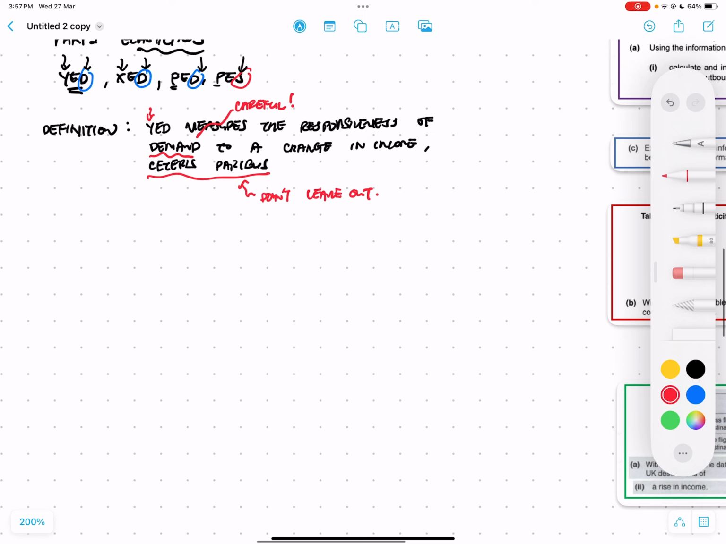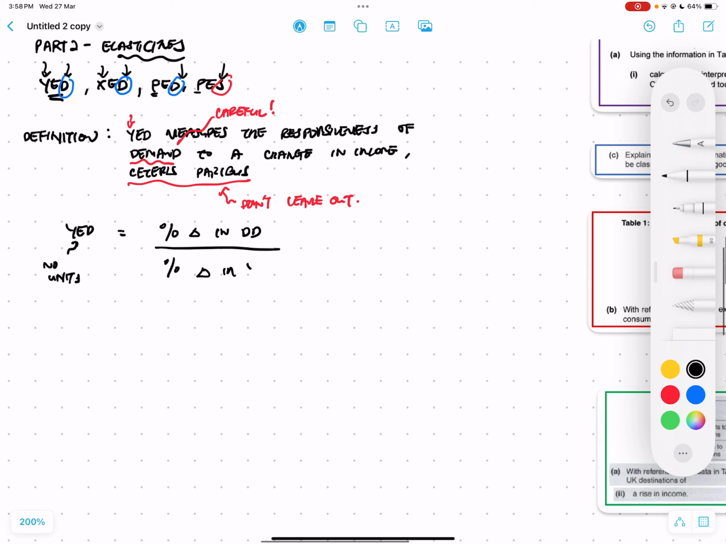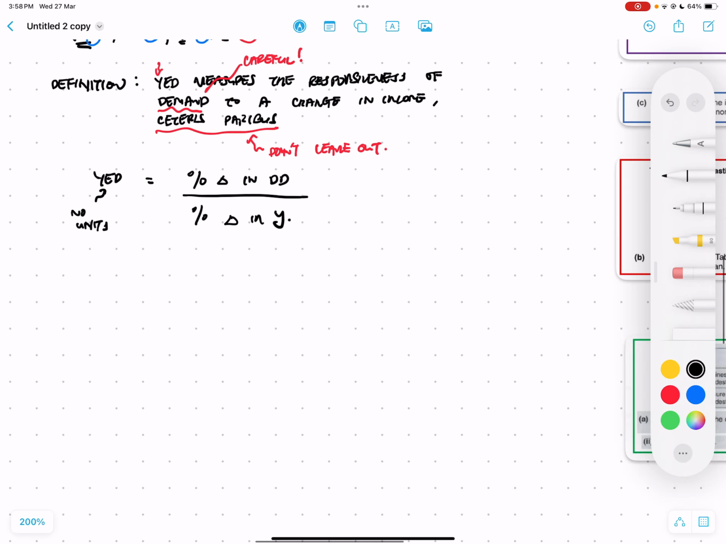Okay, after we talk about this, what exactly is YED? It measures the responsiveness, and the way it measures it is through a mathematical formula. The YED value has no units, by the way. All elasticity values have no unit, so there's no dollar sign or anything like that. YED is equal to the percentage change in demand for a good over the percentage change in income for that same good. Okay, so let's talk about the resultant values and what we term them.